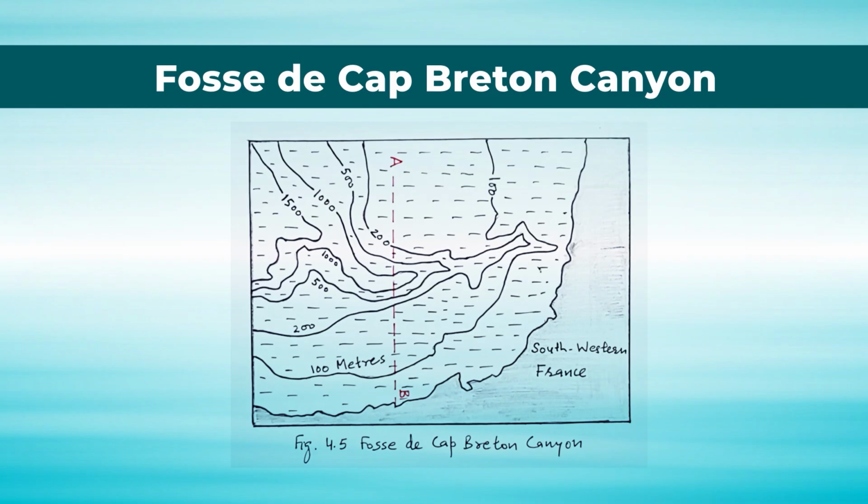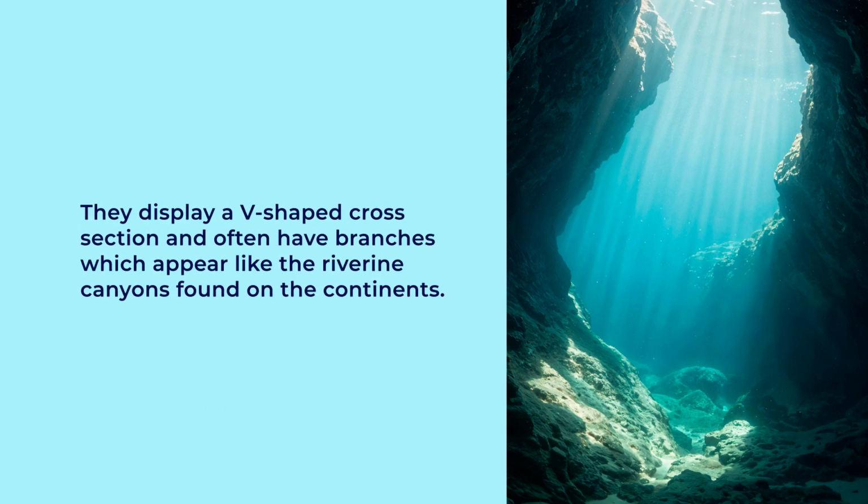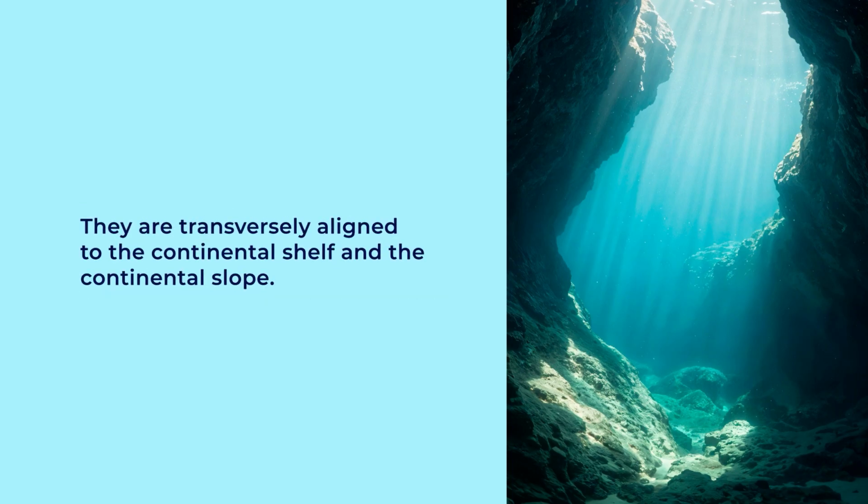They are similar to subaerial, that is continental canyons formed by the rivers. So submarine canyons are the most outstanding features found in continental margins of the seabed. They display a V-shaped cross section and often have branches which appear like the riverine canyons found on the continents. They are transversely aligned to the continental shelf and the continental slope. I already conveyed to you, and in the maps also you must have seen that.